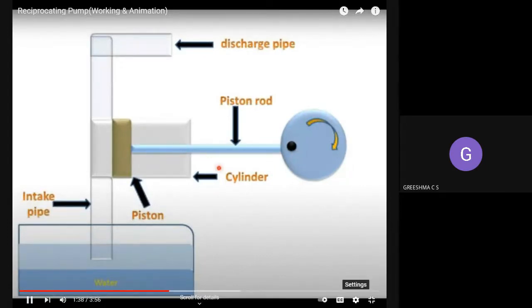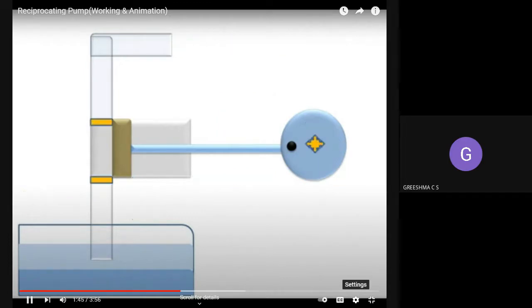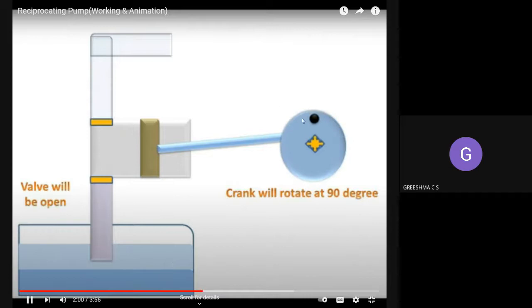As you can see, this is another video of a reciprocating pump. Here you can see this is the intake structure and water is stored over here. This will be the piston. This crank will be rotated to and fro, and a vacuum will be created over this region, and the water will be entering.